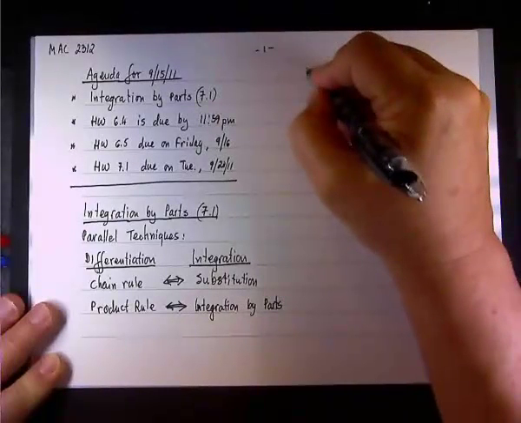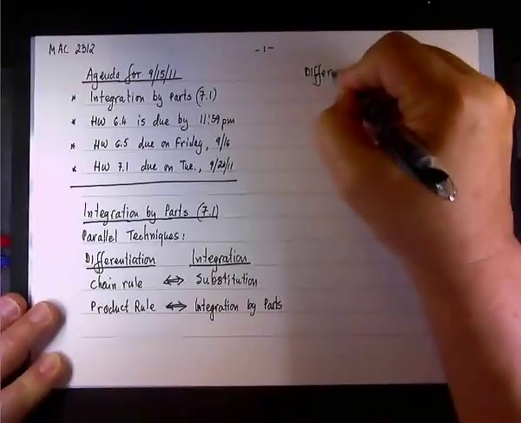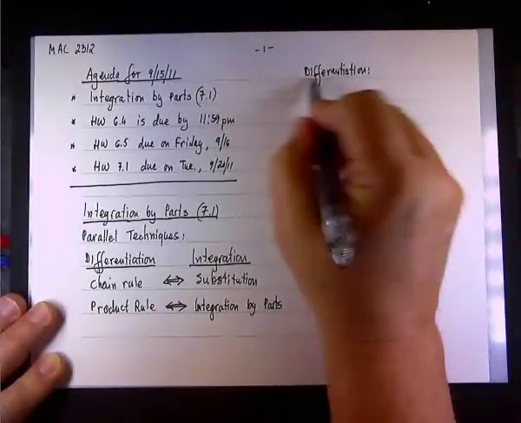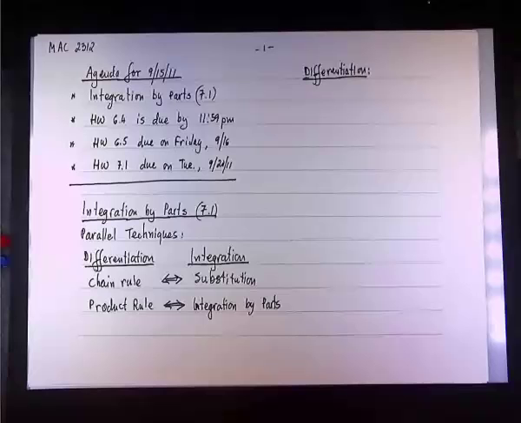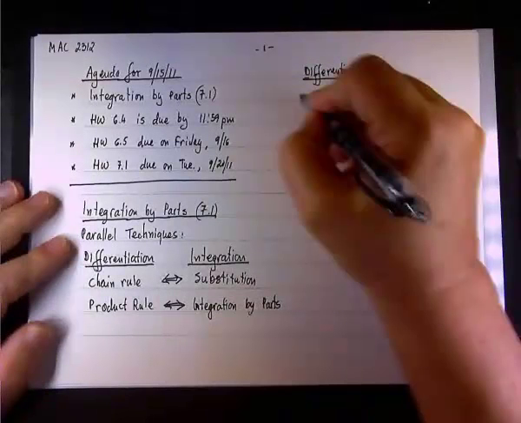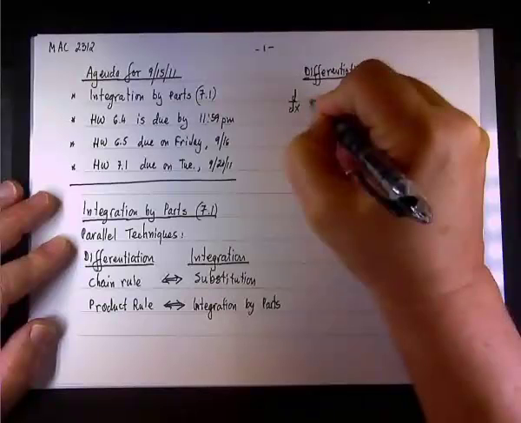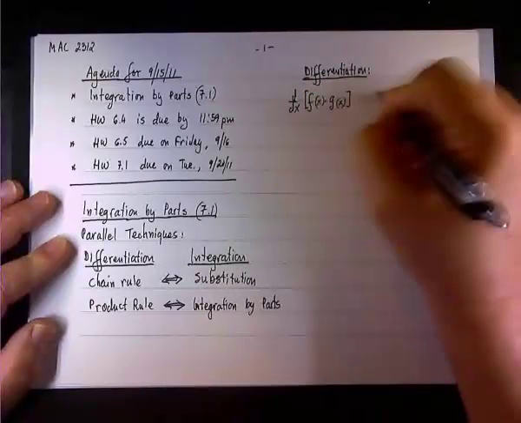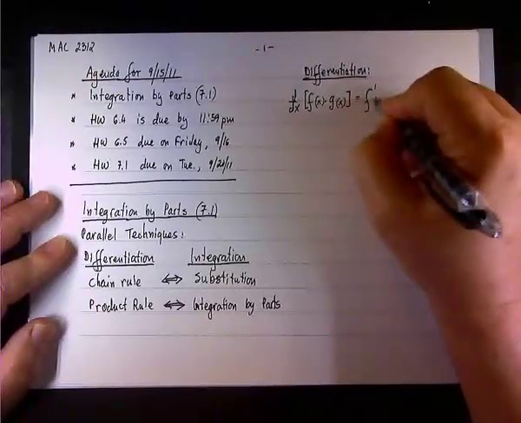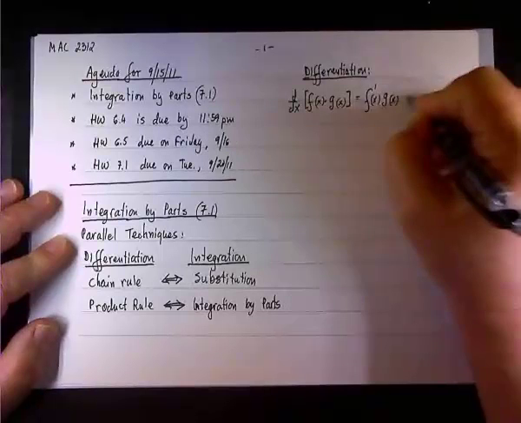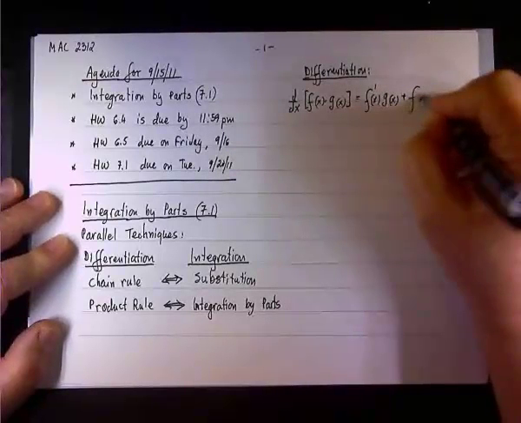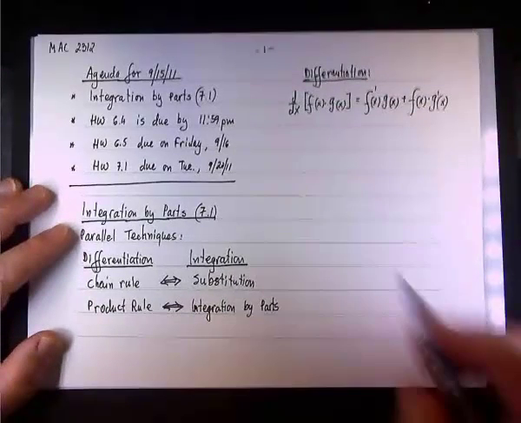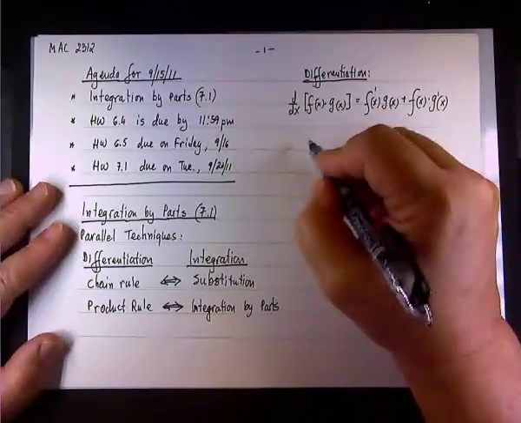So let's see. Let's differentiate using the product rule. Okay. Let's say we have two functions f and g, and we want to differentiate the product of f times g, like so. By the product rule, it will be f prime times g plus f times g prime. Okay?